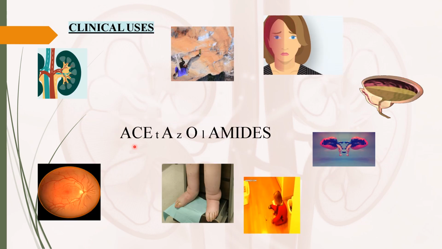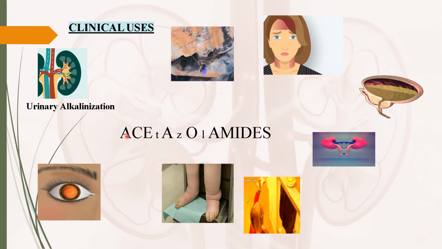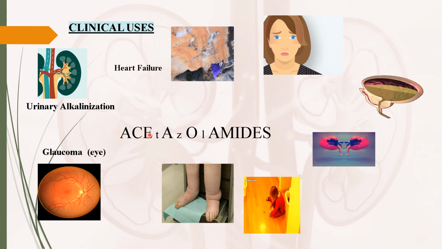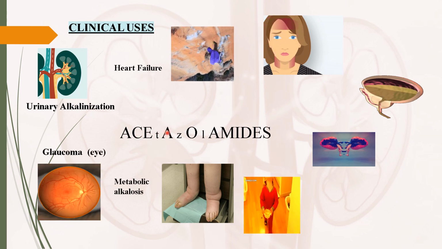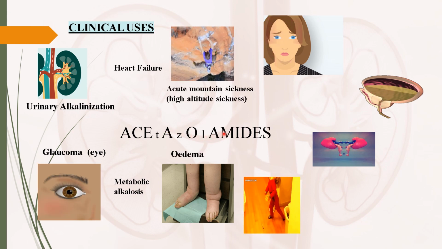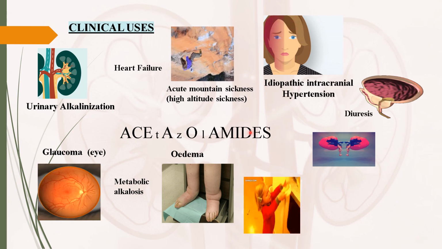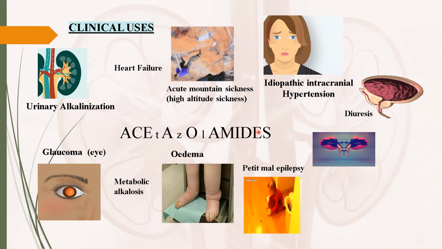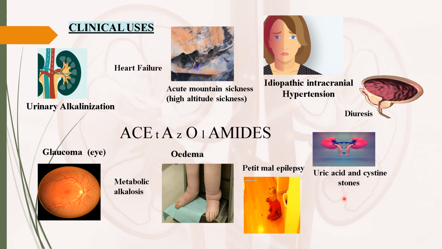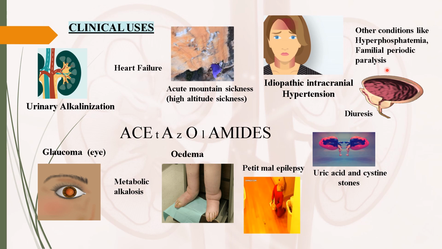Coming to clinical uses, you can remember them with the mnemonic ACETAZOLAMIDE. Here, A stands for urinary alkalinization, C stands for congestive heart failure, E stands for eye problem, that is glaucoma, A stands for metabolic alkalosis, O stands for edema, AM stands for acute mountain sickness, I stands for idiopathic intracranial hypertension, D stands for diuresis, E stands for epilepsy, that is petit mal epilepsy, S stands for stones, which include uric acid and cystine stones. Other uses include hyperphosphatemia and familial periodic paralysis.